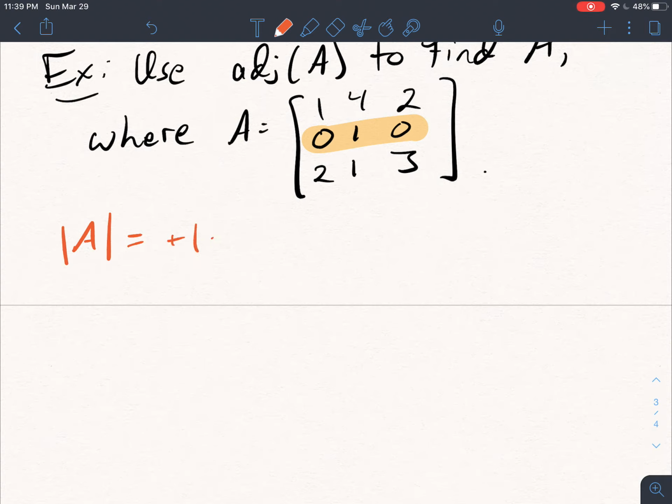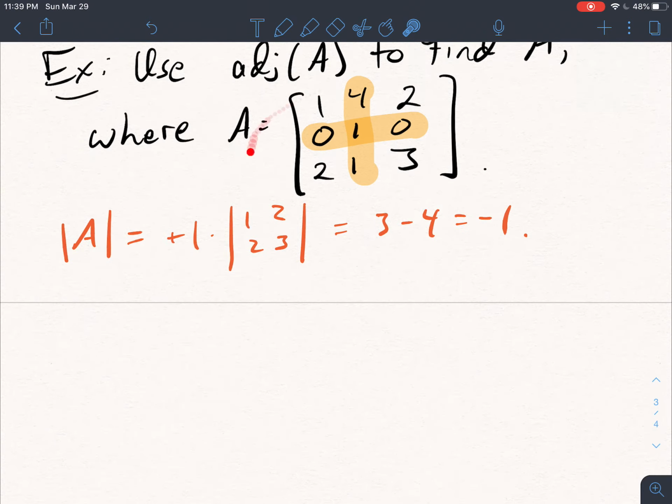So I get negative 0 times something plus 1 times the determinant of 1, 2, 2, 3, and then minus 0. And so this is equal to 3 minus 2 times 2, which is 4. And so the determinant of A is equal to negative 1. So this is actually an example where cofactor expansion is pretty useful for finding the determinant, because we had a row with a bunch of zeros, and that made finding this determinant really easy.